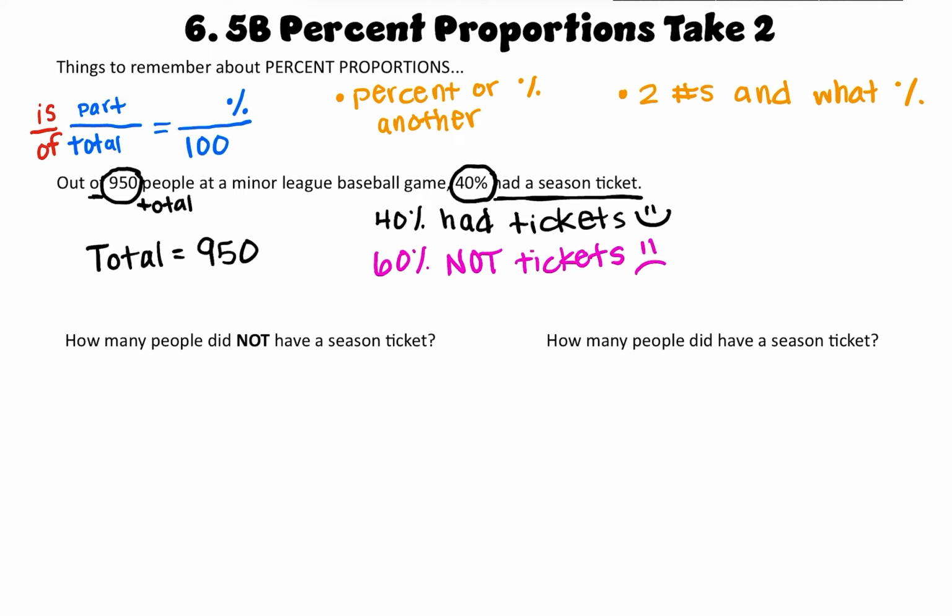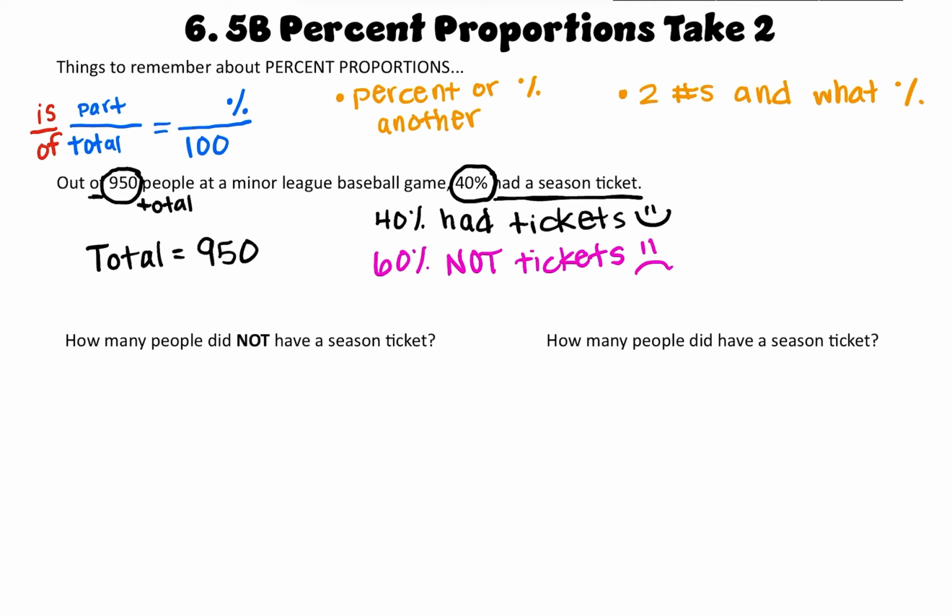So they do not have tickets. Okay, so 40% had tickets, 60% did not have tickets. So this is what we need to think about before we answer our question. We have a total of 950. 40% had tickets, 60% did not. Now I can actually go down here and answer my questions.